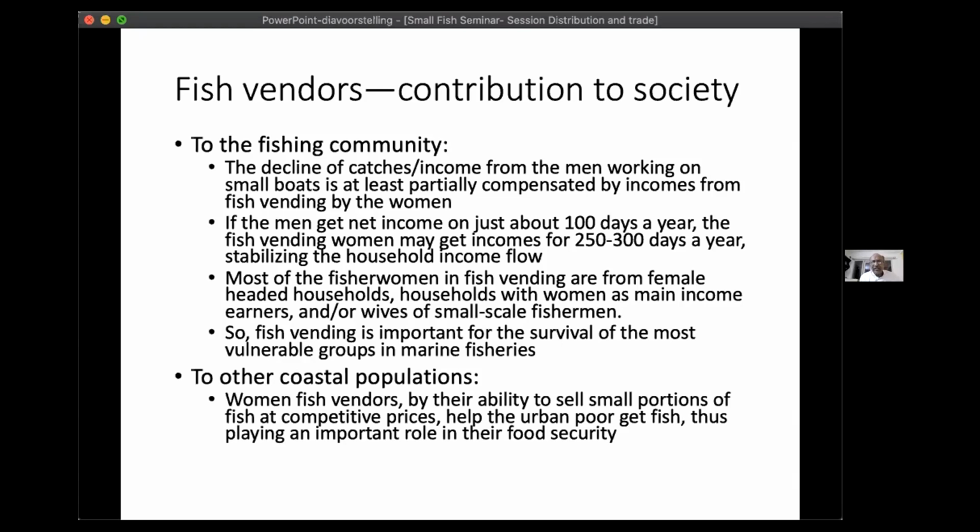Now, in addition, the Fish for Food program, of which I was also a part, has shown how the women fish vendors play a very important role in reaching the small pelagics to the poor urban households.